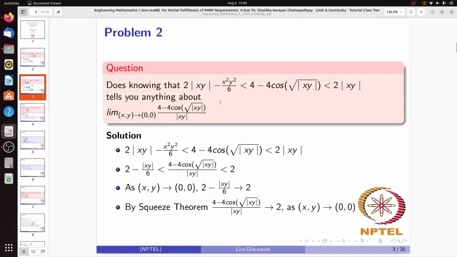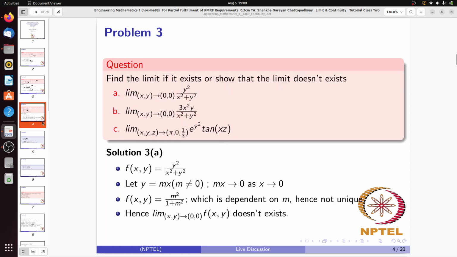Problem 2 is also an application of the squeeze theorem or sandwich theorem. Problem 3, you have to determine the limits, show whether the limit exists or not, and give ideas whether they exist or not.